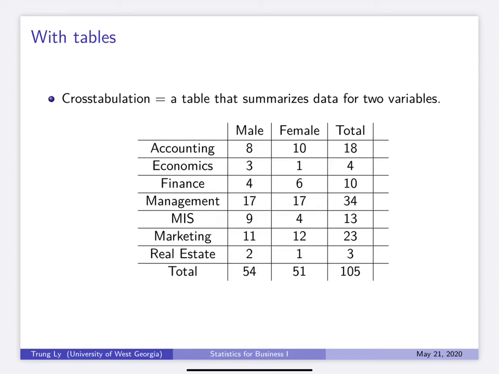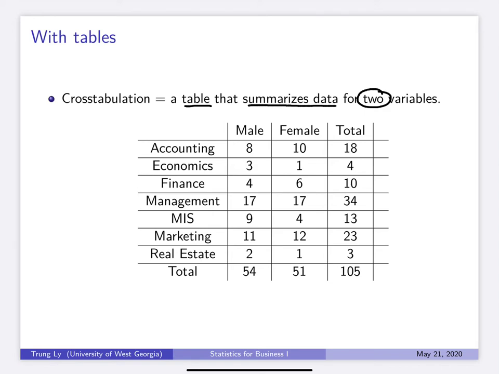So far, we've looked at how to summarize and describe data for one variable. In this video, we're going to be looking at how to summarize and describe data for two variables. First, let's look at what's called cross-tabulation. A cross-tabulation is a table that summarizes data for two variables.